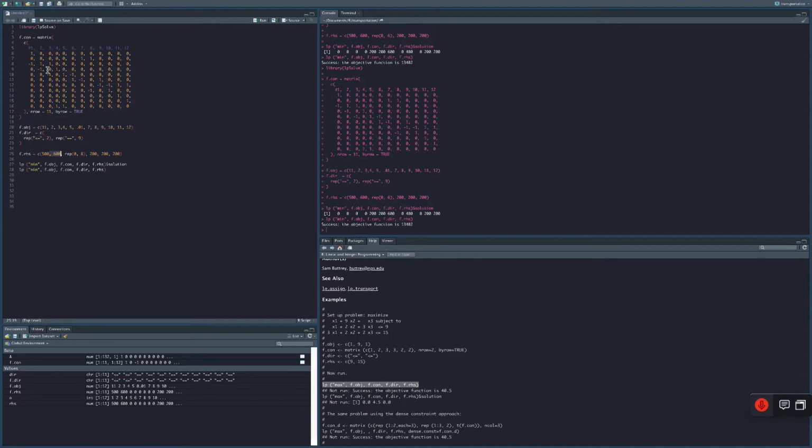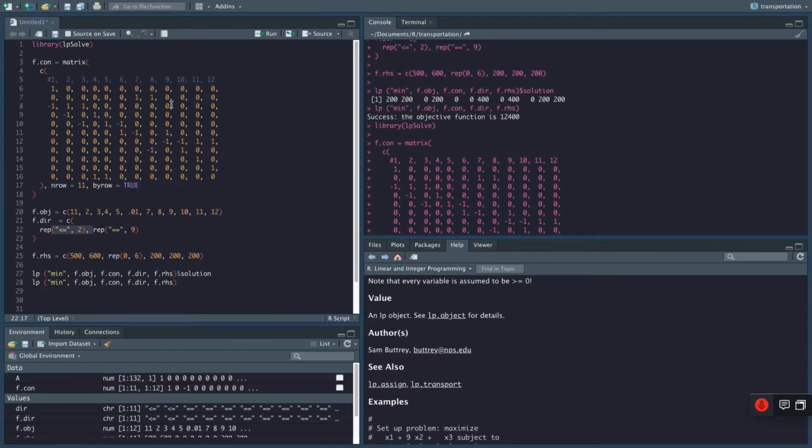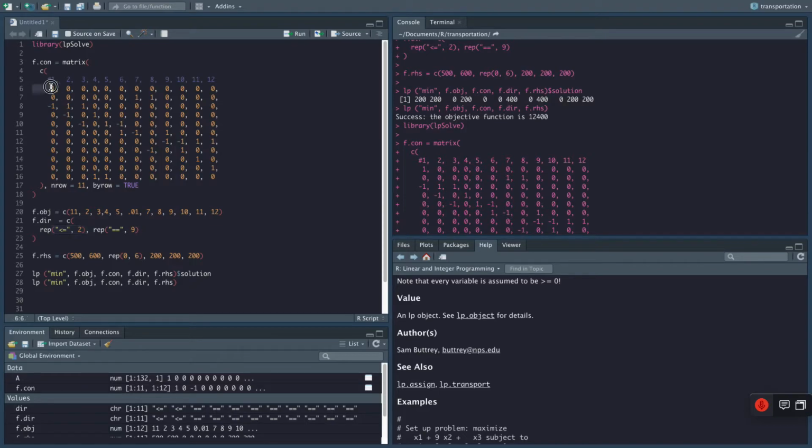x7 and x8 have to be less than or equal to 600 right here. Ooh, that is really awful to read. Sorry. And so you just basically print out that matrix of relationships, and then I'm going to rewrite these coefficients here. 1, 2, 3, 4, 5, 6. All right. These are all of our zeros, and then these are the 200s for the destination unit requirements.